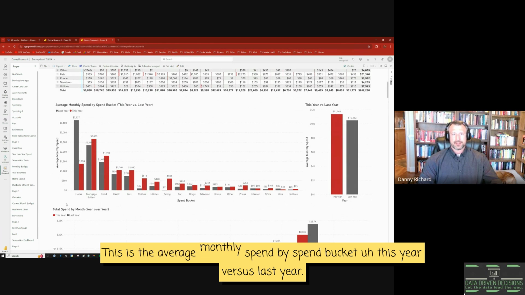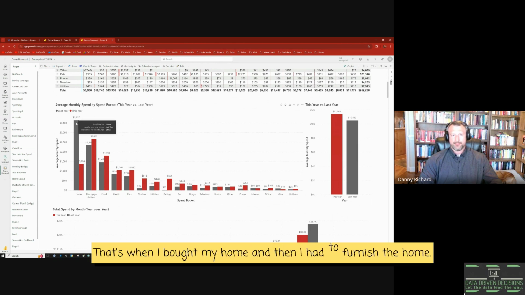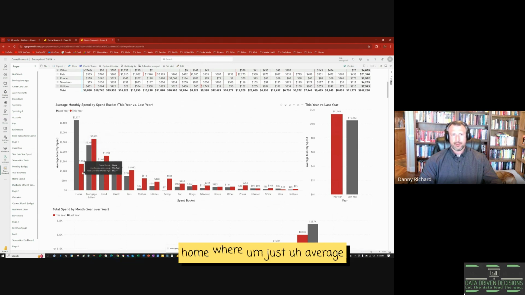This is the average monthly spend by spend bucket this year versus last year. So last year I spent a lot on home on average. That's when I bought my home, and then I had to furnish the home. So a ton was spent on home, where a lot less now is spent on home, just averaging 1,374.